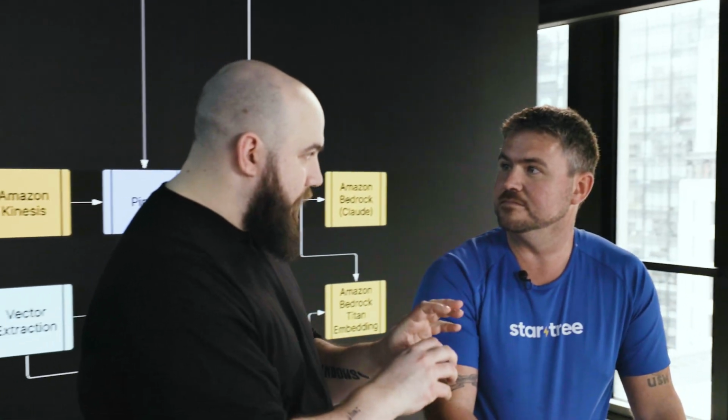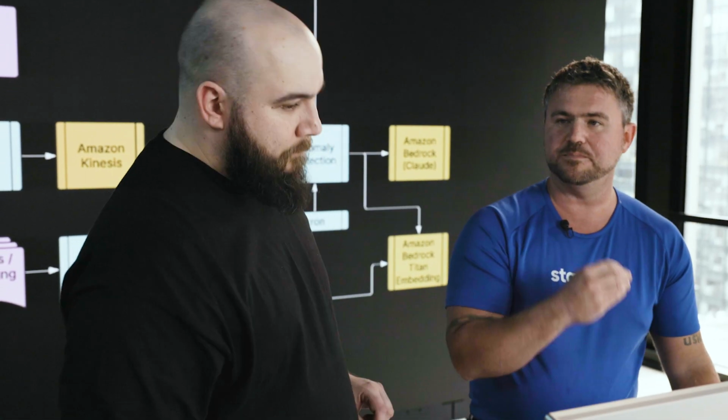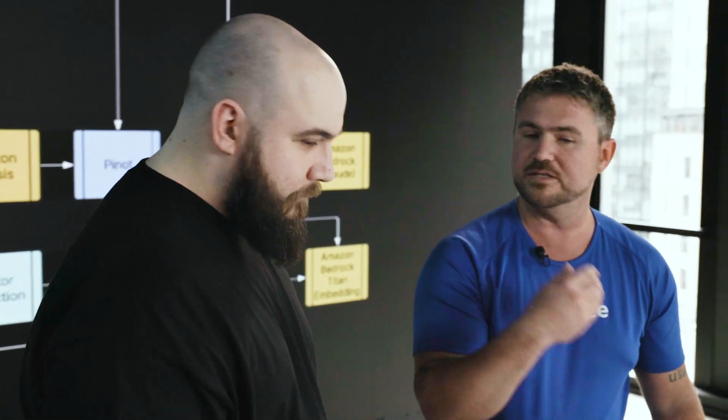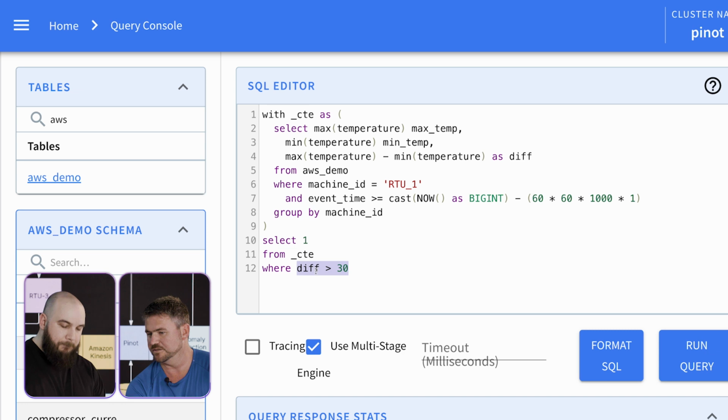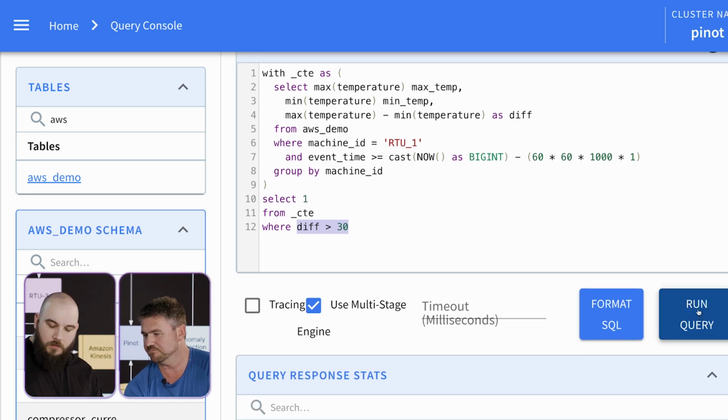So the anomaly is actually being detected within the SQL query, not the Python script, right? Absolutely. We are not using Python to do it. We're using Python to run the queries. Awesome. And so this would say, hey, this violates a rule for your query: the difference is greater than 30.